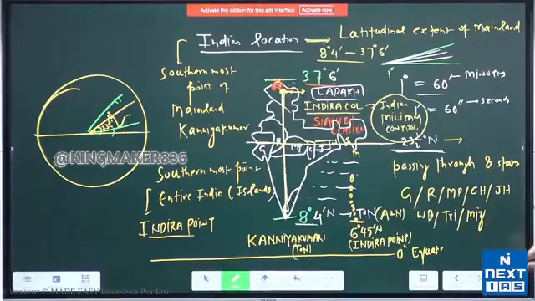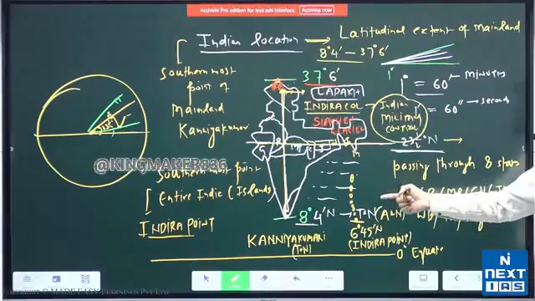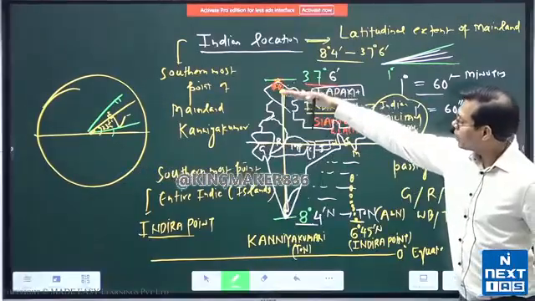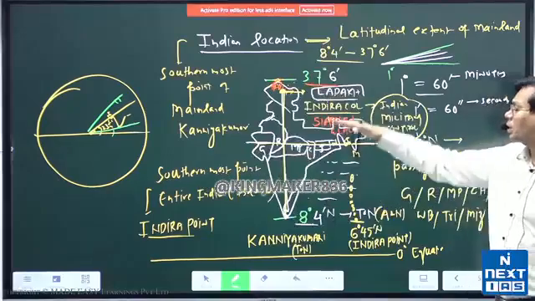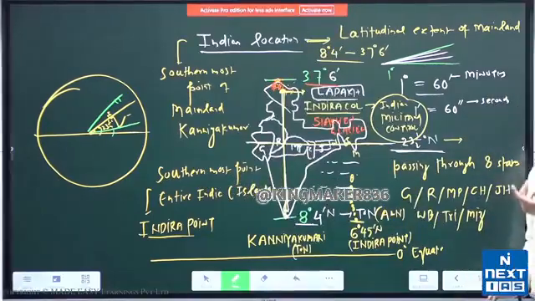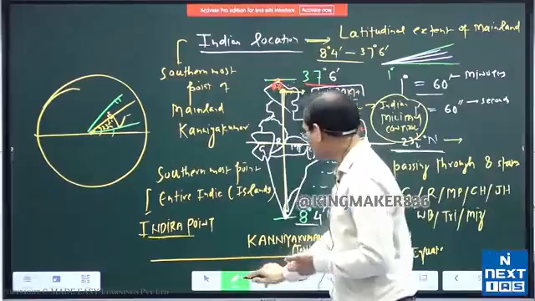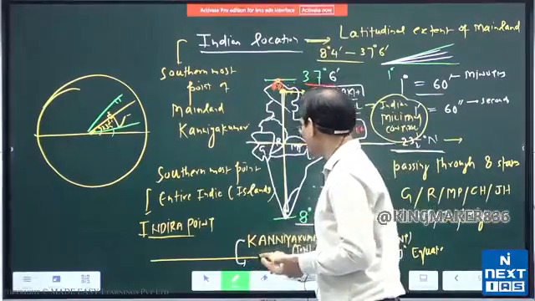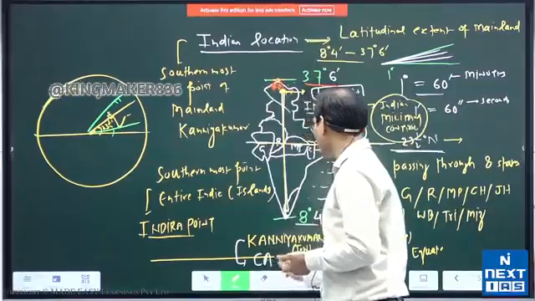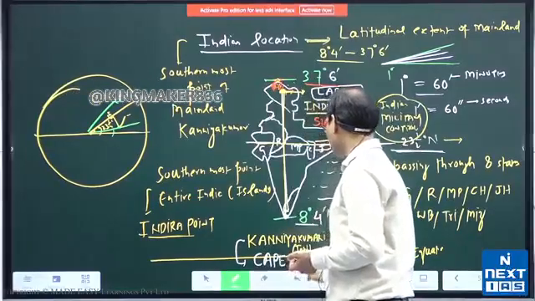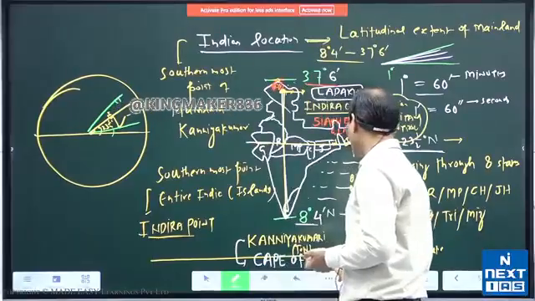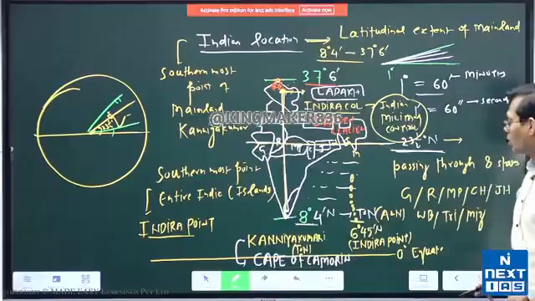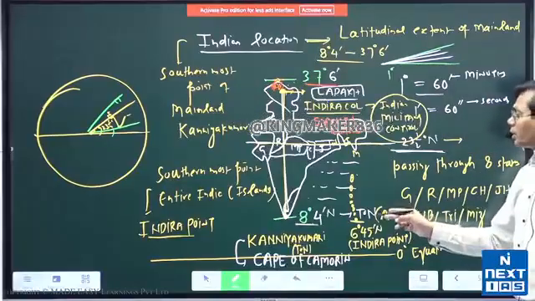So these are the ways we can judge the latitude of the central part of India, the northernmost part of India, and the southernmost part of India. But Kanyakumari has another name as well. I am sure that you know this name. Kanyakumari is called by one more name, Cape Comorin. So Cape Comorin is nothing but the name of Kanyakumari.